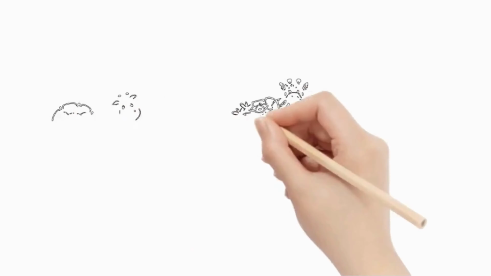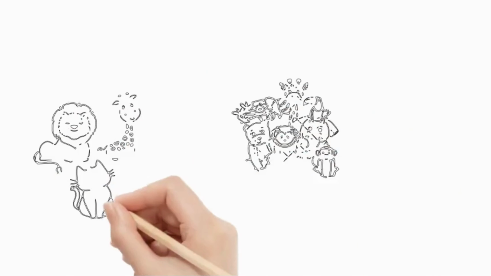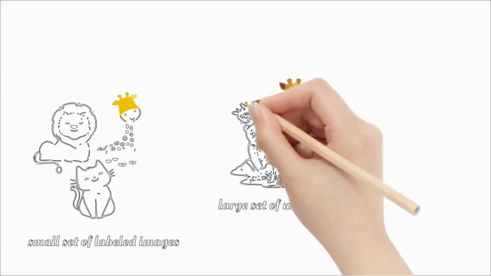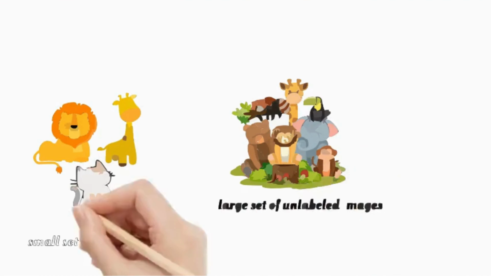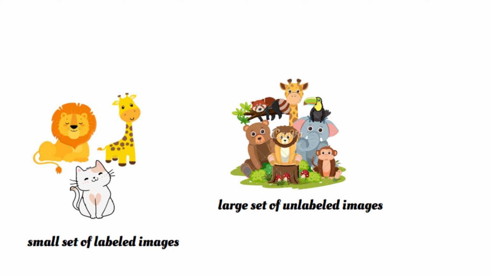In practice, semi-supervised learning is often used in image recognition. Suppose you have a small set of labeled images of different animals, but a large set of unlabeled images. The algorithm learns from the labeled data and then labels the rest, improving its accuracy as it processes more data.